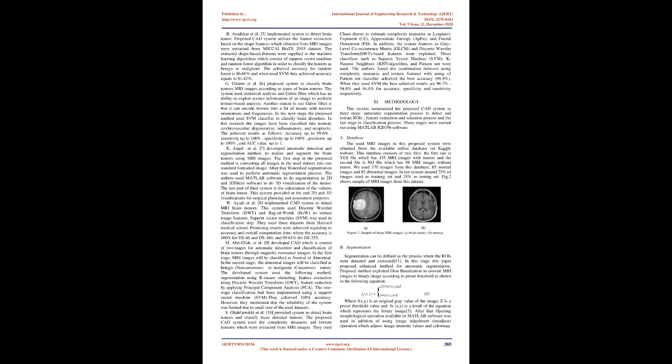K. Angel et al. [7] developed an automatic detection and segmentation method to realize and segment brain tumors using MRI images. The first step in the proposed method is converting all images in the used dataset into one standard formatted image. After that, watershed segmentation was used to perform the automatic segmentation process. The authors used MATLAB software to do segmentation in 2D and 3D Slicer software to do 3D visualization of the tumor. The last part of their system is the calculation of the volume of the brain tumor. This system provided at the end 2D and 3D visualizations for surgical planning and assessment purposes.